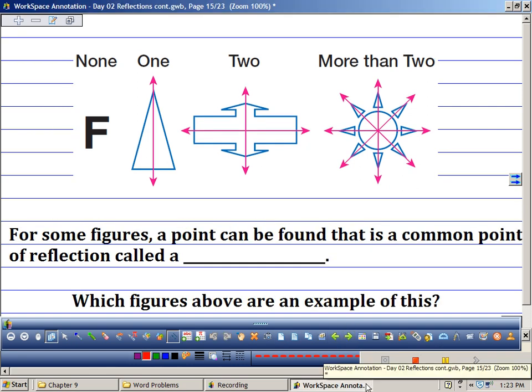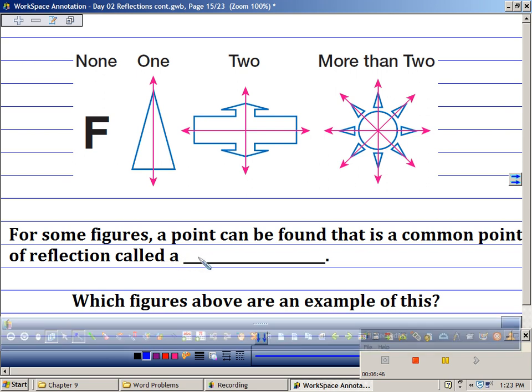Okay, let's talk about something else. For some figures, a point can be found that is a common point of reflection called a point of symmetry.